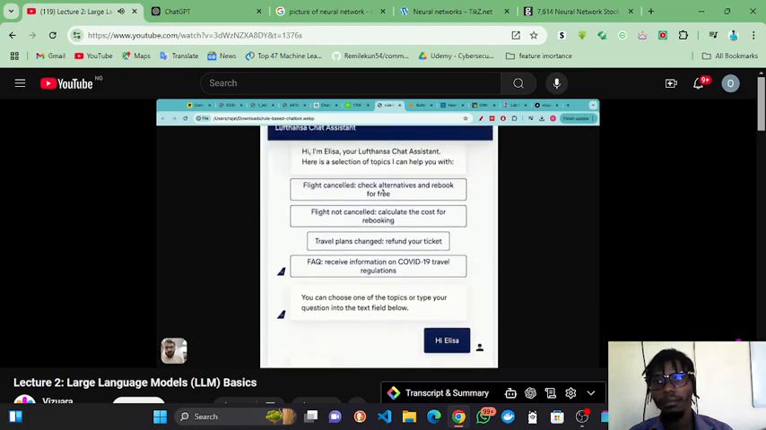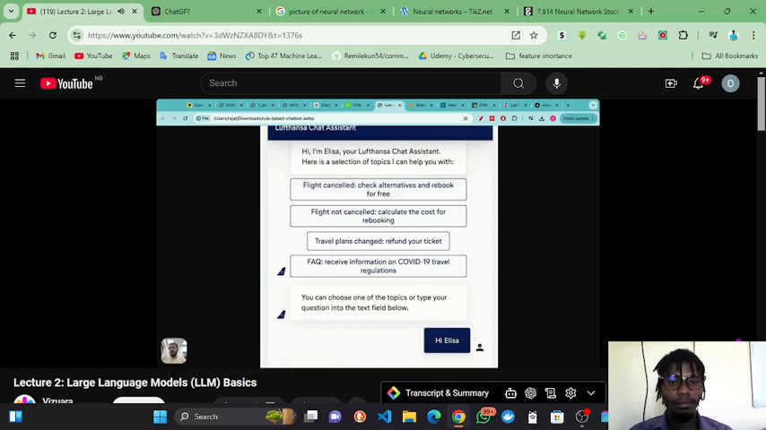Then you can click on any one of these. You see, it's a rule based chatbot. You click some options, and then Eliza is already programmed to answer. So I say that flight cancelled, check alternatives and rebook. If I click on this, Eliza is already programmed to answer.